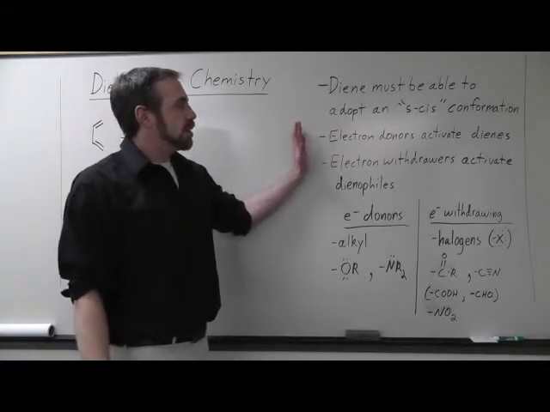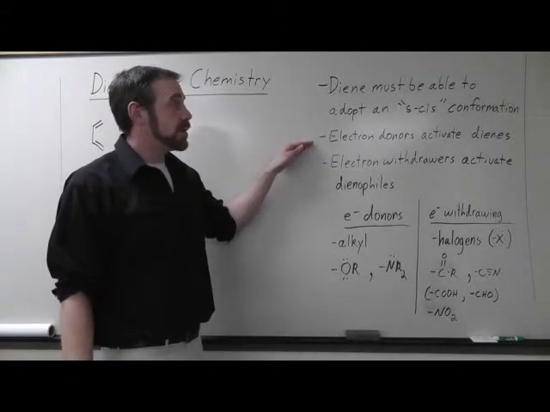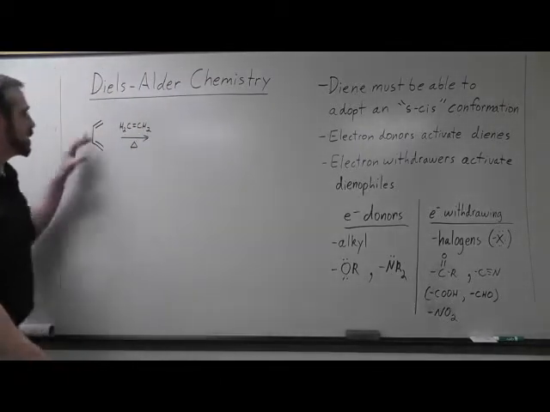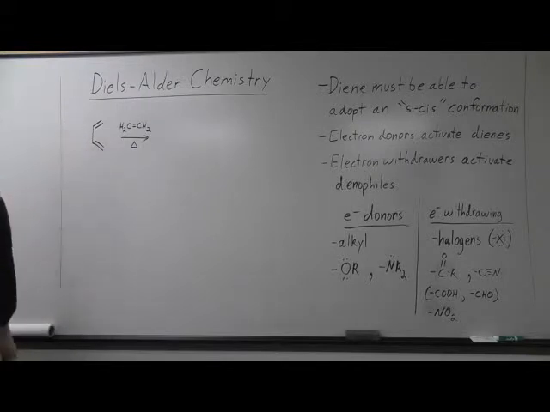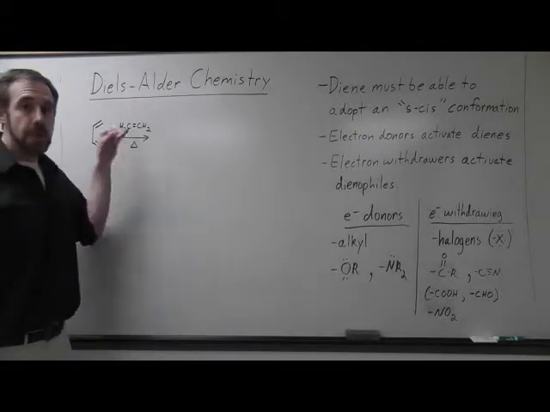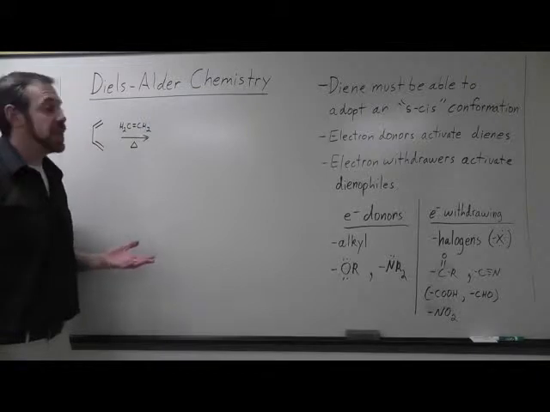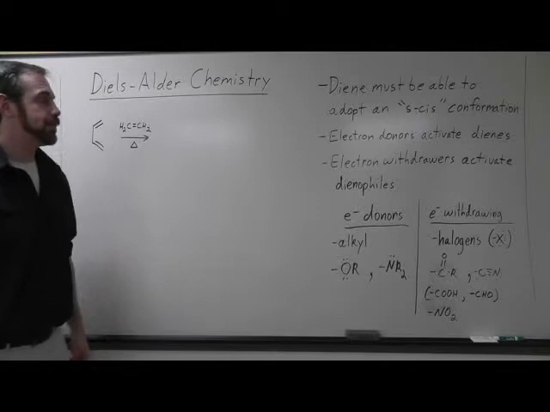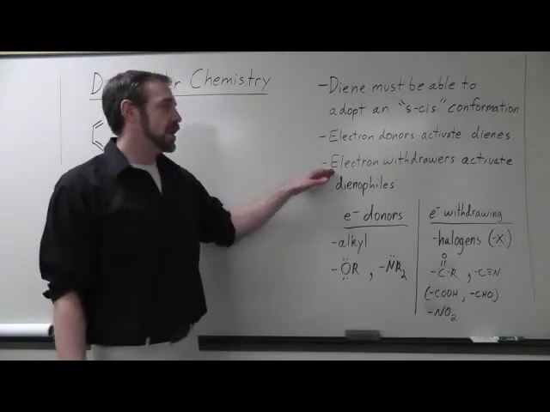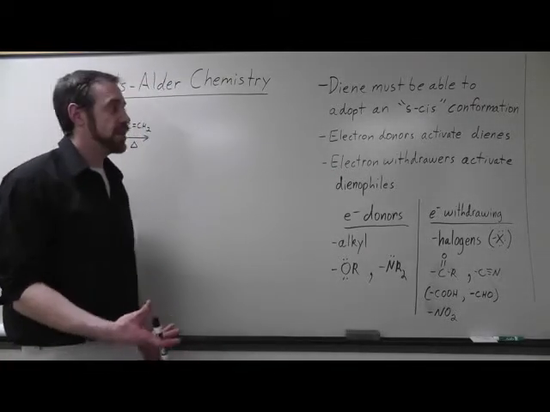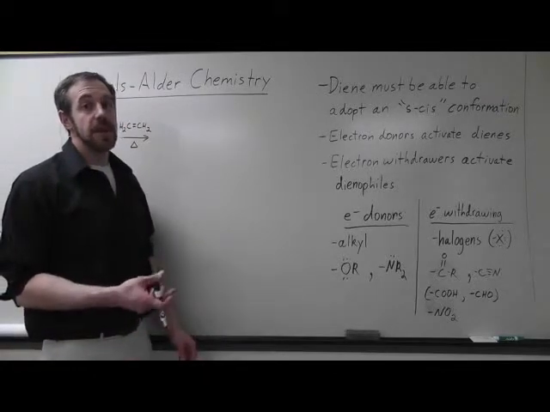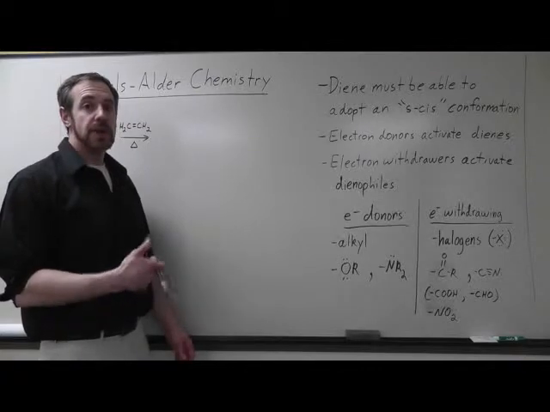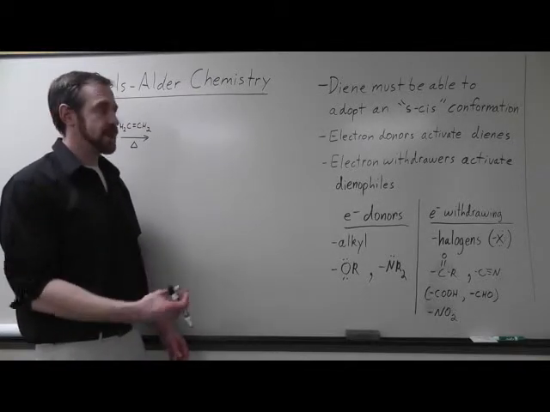Some other information here about the Diels-Alder reaction: electron donors will activate dienes. And here we're talking about substituents. In this case, we don't have anything bonded to our diene. If we look at the other part, a simple alkene, in this case, that's the dienophile, and it can react with the diene. For the dienophile, electron withdrawing groups activate the dienophile, and essentially what that means is that it will react at lower temperatures and faster.